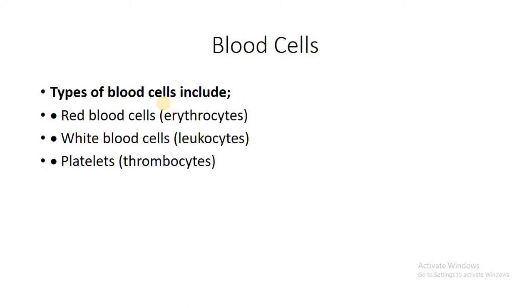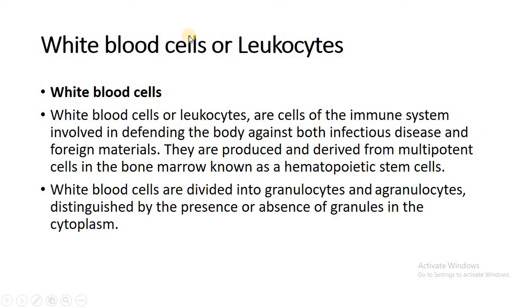The next important type of blood cell is the white blood cells. White blood cells are also known as leukocytes. They are also known as the cells of the immune system, as they are involved in defending the body against both infectious diseases as well as foreign materials. That means they protect the body from infections as well as foreign materials, and they are produced and derived from the multipotent stem cells present in the bone marrow.